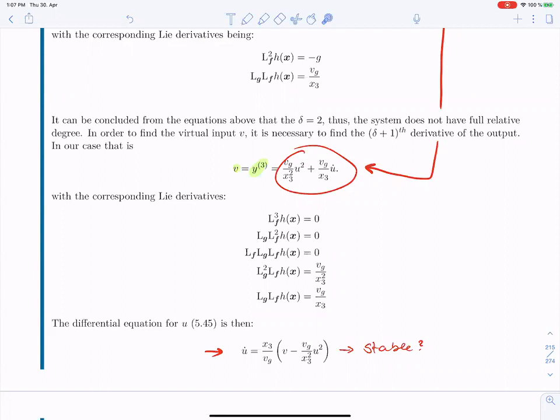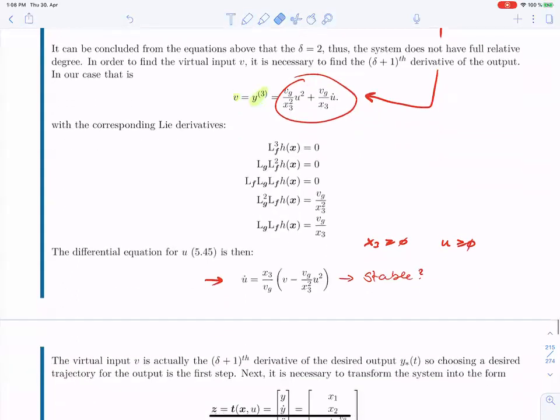If you look at this more closely, you can see there are two parts that might affect stability. This is V, which is our external virtual input that goes in here. And then, of course, there's X3, which is the mass of the spacecraft. So let's assume that X3 is always greater than 0. Of course, the mass should be greater or equal than 0. Then we have to observe that U is always greater than 0. So there's no way that we can actually suck mass into the jet and into the rocket engine. This is not possible. And if you consider this, obviously then this differential equation is stable.